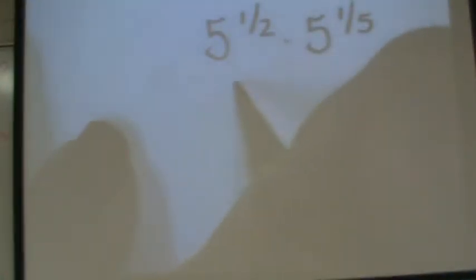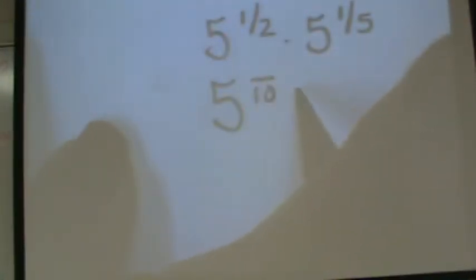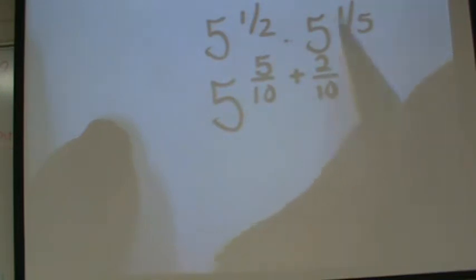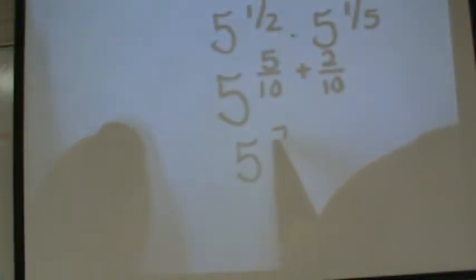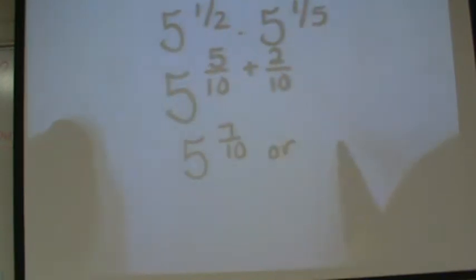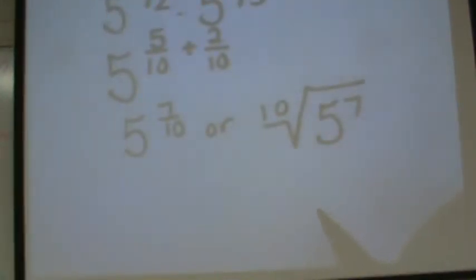Number 41, we have the square root of 5 times the fifth root of 5, so 5 to the 1/2 power times 5 to the 1/5 power. We have to add these exponents right here. So the common denominator is going to be 10. So 1/2 converted into tenths is 5/10 plus 2/10. 1/5 is 2/10. So this is going to be 5 to the 7/10, or the 10th root of 5 to the 7th power.